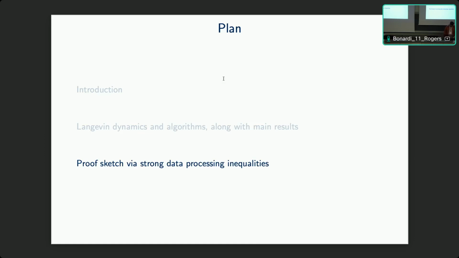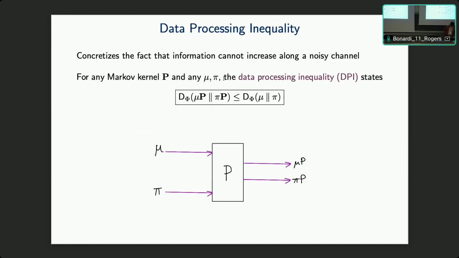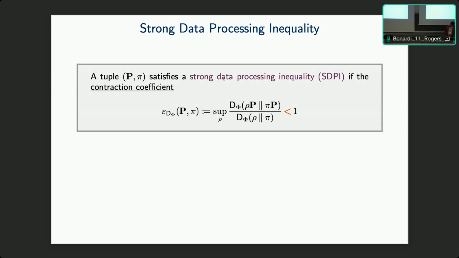So now let me sketch the proof, which is via strong data processing inequalities. The data processing inequality from information theory states that information cannot increase along a noisy channel. And viewing a Markov chain as a noisy channel, it says that if you apply the Markov chain to mu and pi, then the divergence between their outputs cannot be greater than that between their inputs. The strong DPI makes this concrete. So define the following contraction coefficient. We say that P comma pi satisfies an SDPI if this contraction coefficient is strictly less than 1.